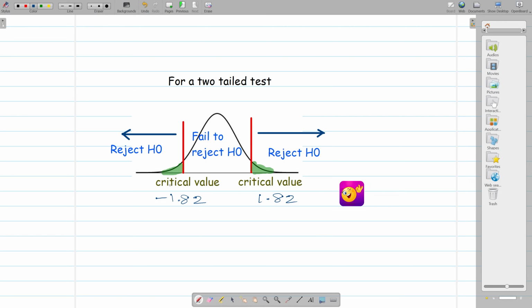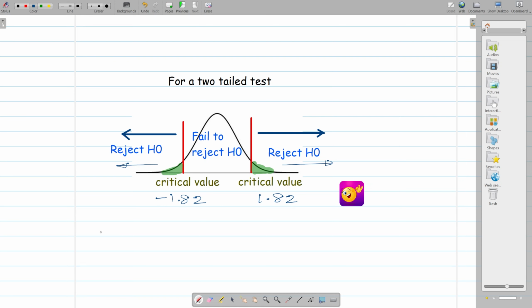So for a two-tailed test, the area left to the minus critical value and the area right to the positive critical value are the rejection regions. The area in between those two critical values is considered the fail to reject region. Consider that we have critical values minus 1.82 and 1.82.